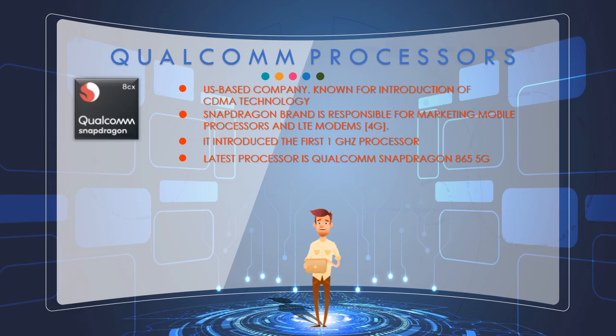Snapdragon became a big name in the processor market after it brought the first 1 GHz processor. Snapdragon is the first company to introduce the 1 GHz processor. Before the Snapdragon processor, there was only a clock speed of 512 megahertz. The latest processor of Qualcomm is Snapdragon 865 5G, which helps to introduce 5G mobile technology, as it has the modem for 5G technology. So that is the Qualcomm Snapdragon processor.